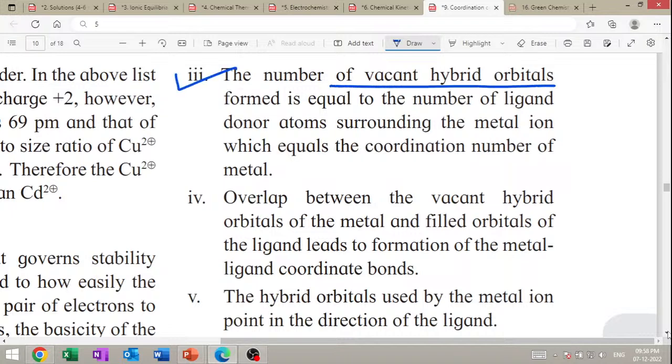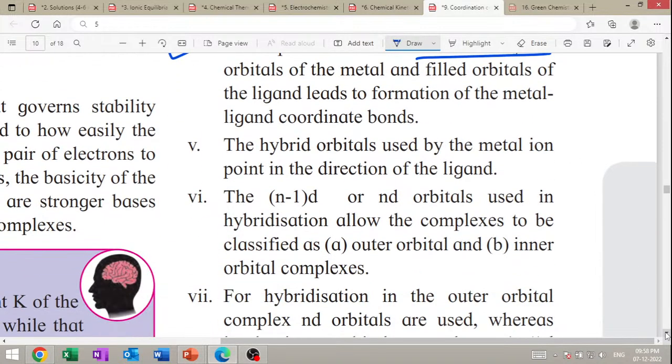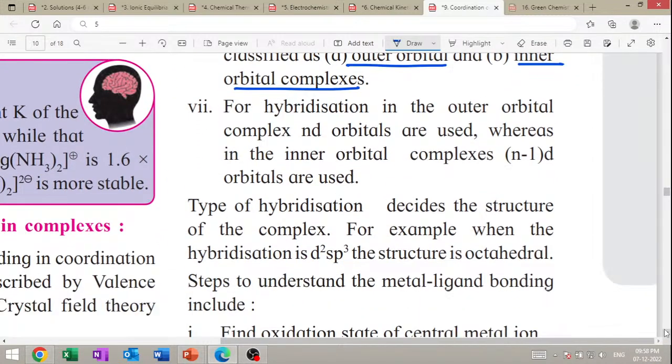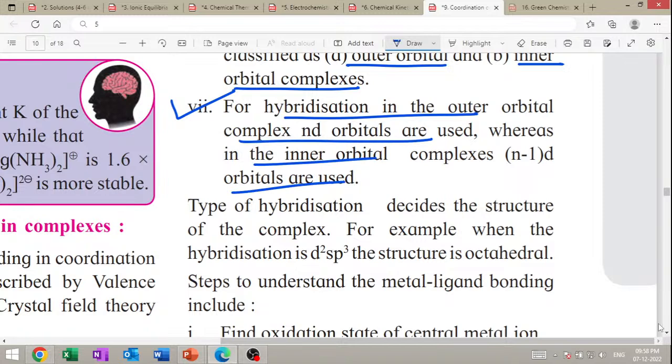The number of vacant hybrid orbitals is equal to the number of ligand donor atoms surrounding the metal ion. Overlap between the vacant hybrid orbital and the filled orbital of the ligands. The hybrid orbitals used by the metal ion point in the direction of the ligands. (n-1)d or nd orbitals used in hybridization give the complex outer orbital and inner orbital: (n-1)d inner orbital and nd outer orbital. And this is the 7th point. Yes, you are able to write this. These 7 points will get you 2 marks or 4 marks.